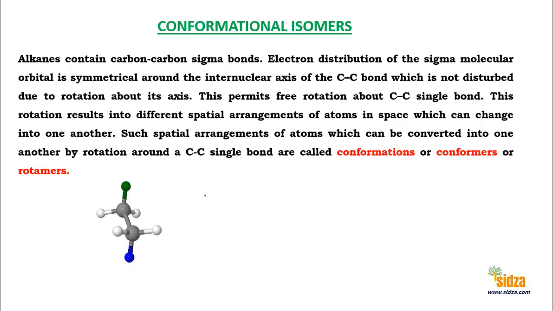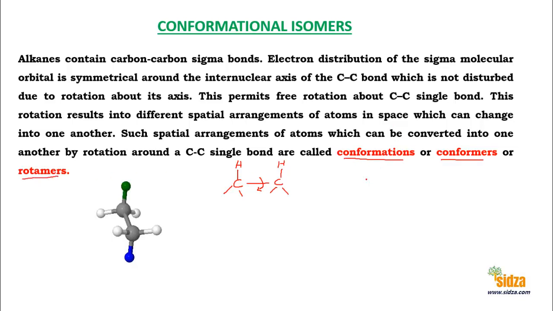What are conformational isomers? We know that if you have a carbon-carbon single bond, there is a free rotation possible around it, and due to this free rotation we will have a different relative position of atoms attached to the two carbon atoms. They may have different spatial arrangements. The relative positions will be different. Those relative positions that you get by the rotation around the carbon-carbon single bond are called conformations, or you can say the conformers or the rotamers.